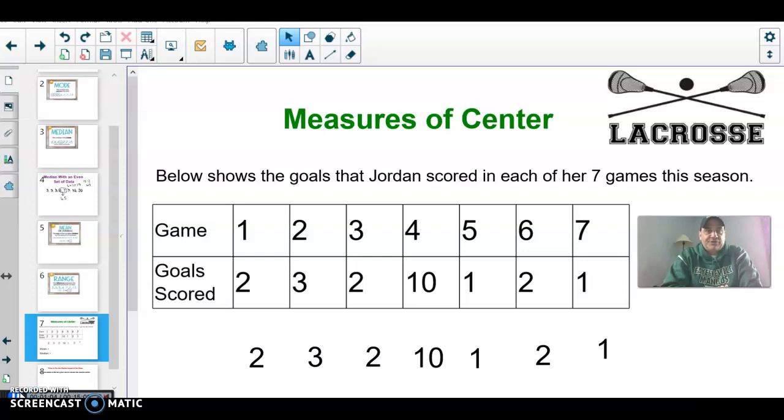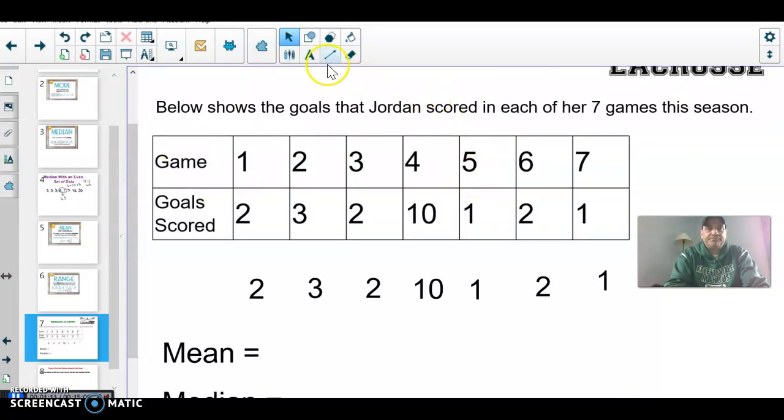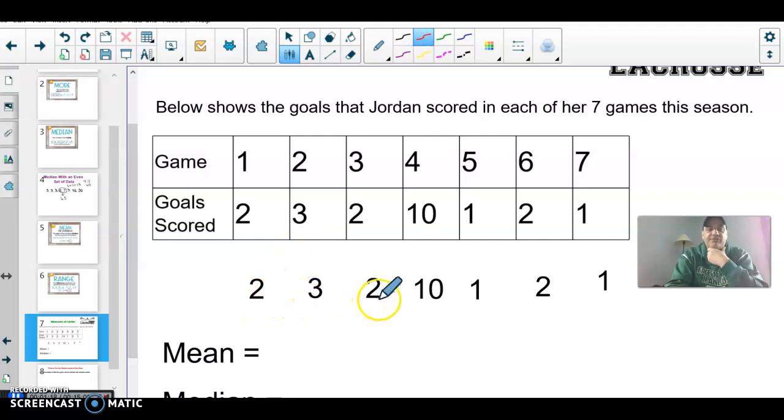So our two measures of center, mean and median. Let's start off by finding the mean. So what I'm going to do is add these numbers up. 2 plus 3 is 5, plus 2 is 7, plus 10 is 17, plus 1 is 18, plus 2 is 20, plus 1 is 21. So let's write down 21 goals Jordan scored altogether this season, and she played in 7 games.